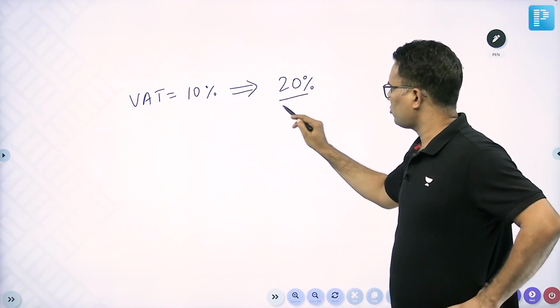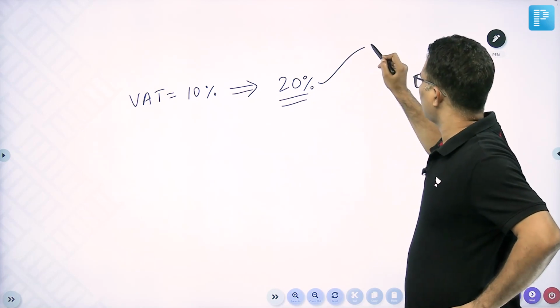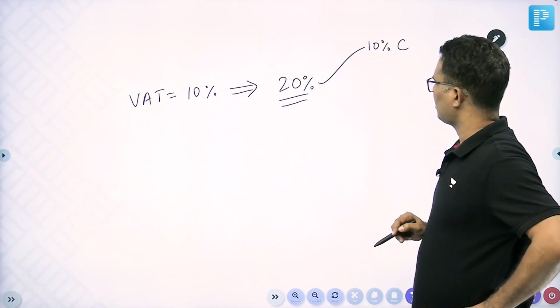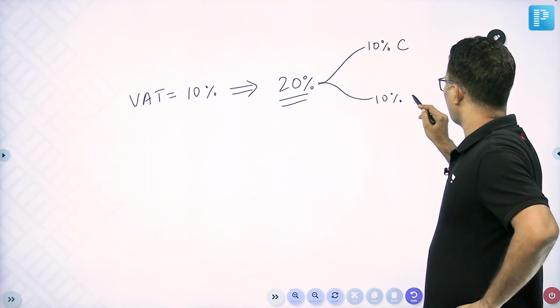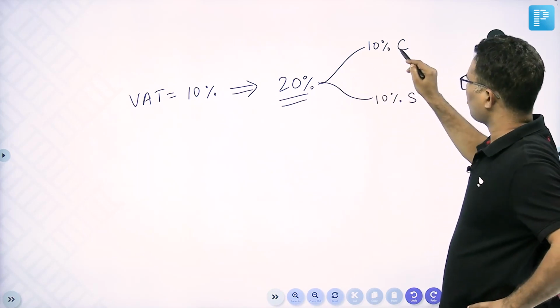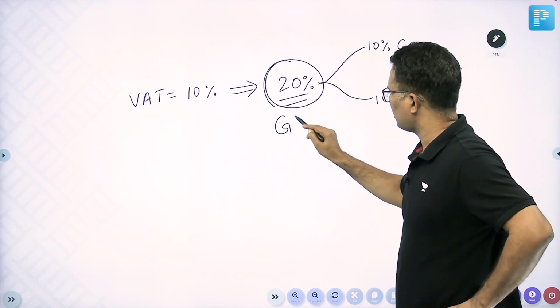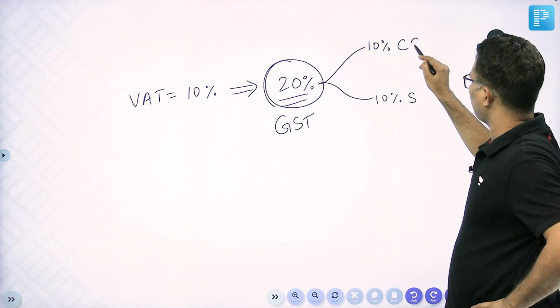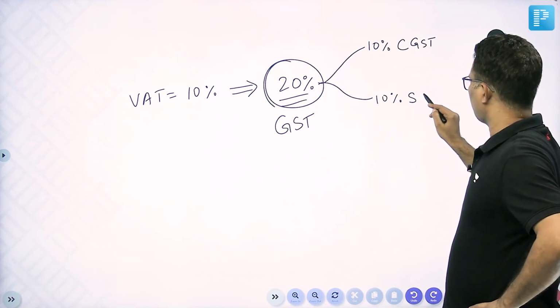Let's increase this VAT rate to 20%. Out of this 20%, 10% will go to center and 10% will go to states. So this became the GST rate. The 10% that goes to center is called central GST, and the 10% that goes to states is called state GST.